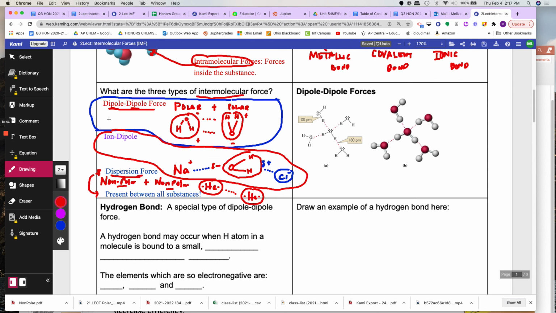To summarize, dipole-dipole is between 2 polar substances, ion dipole between an ion and something polar, dispersion between nonpolar and nonpolar, but present in all substances, and predominant in nonpolar.